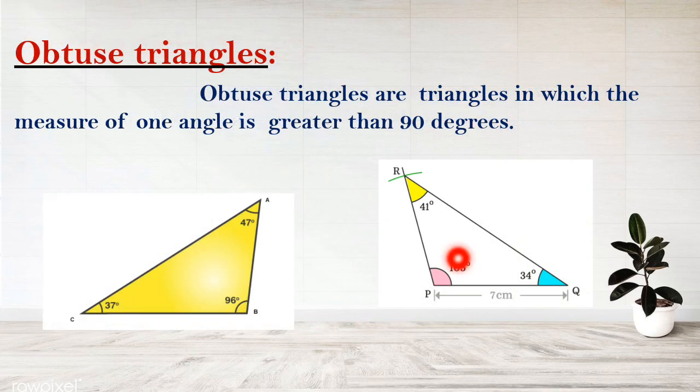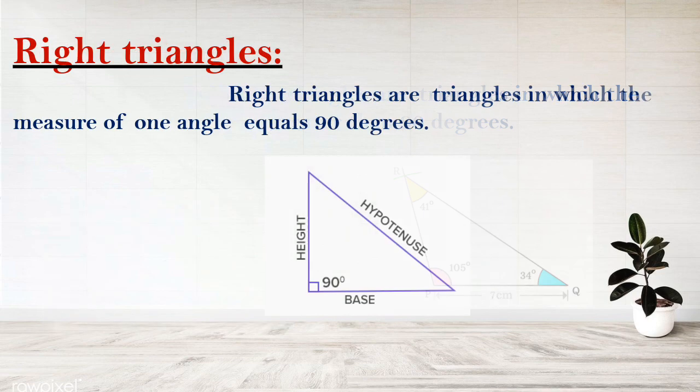The next one is the obtuse triangle. An obtuse triangle is a triangle in which one angle is greater than 90 degrees. You can see that this angle is greater than 90 degrees. Here this angle is also greater than 90 degrees, and because of these angles, both these triangles are known as obtuse triangles.